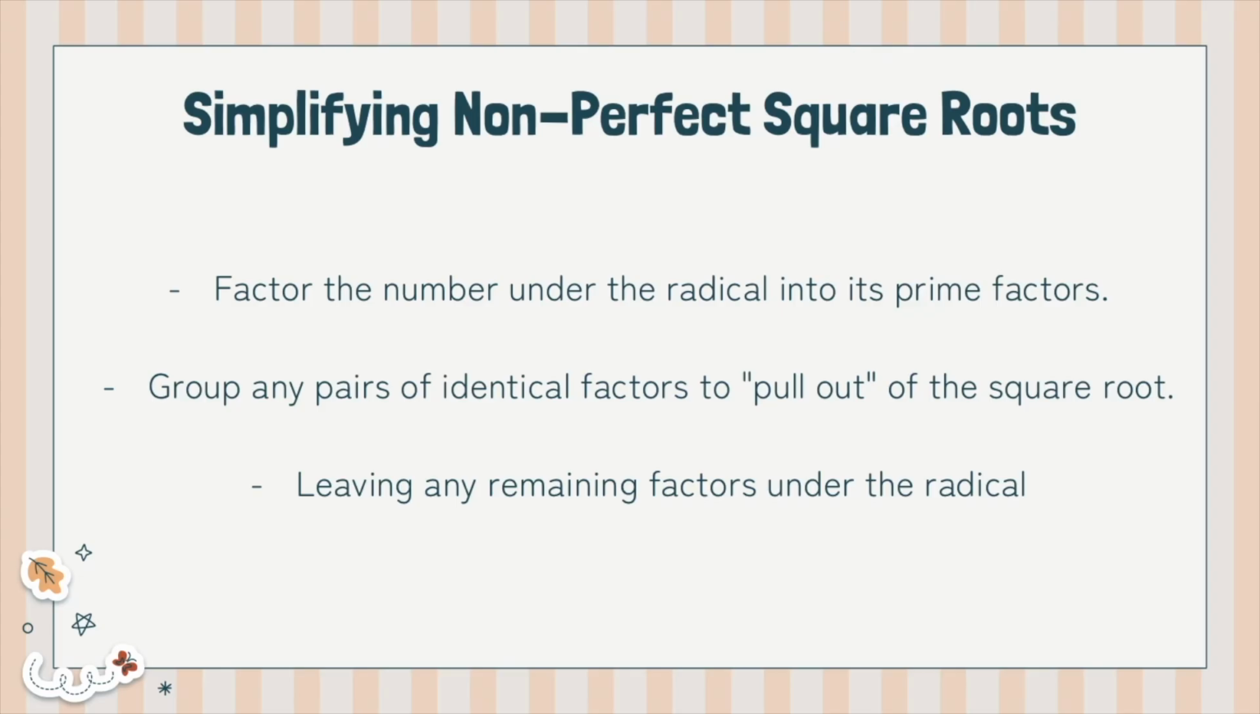So when simplifying a non-perfect square root, we're going to factor the number under the radical into its prime factors. We're going to group any pairs of identical factors to pull out of the square root, leaving any remaining factors under the radical. So let's try that for ourselves by doing example A.